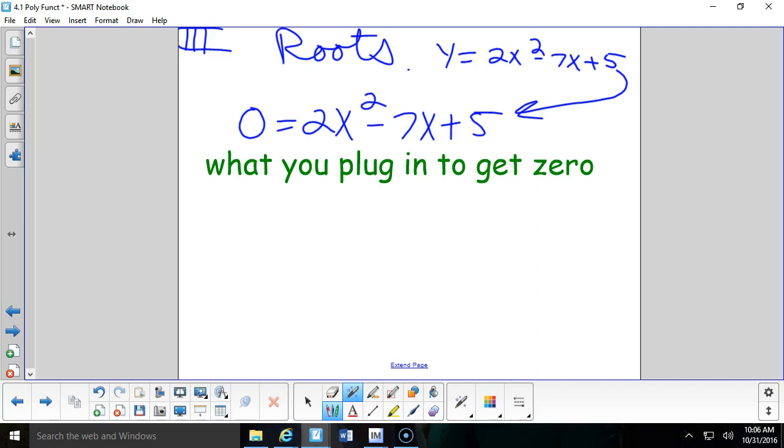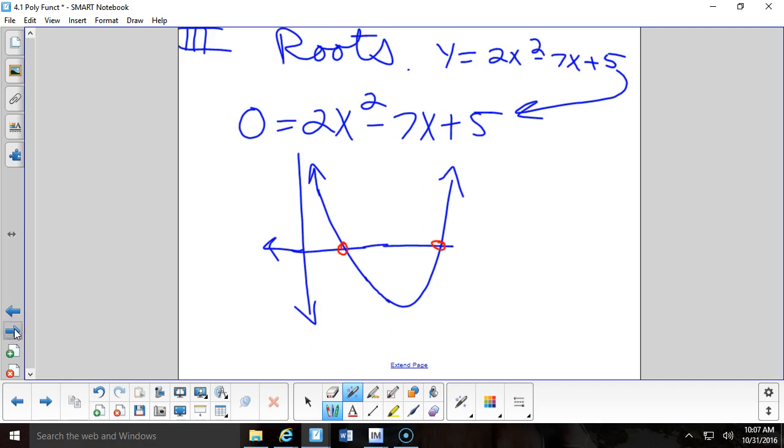What are you finding when you plug 0 into a polynomial? Yes, the y-intercept. You plug 0 for x in, you get the y-intercept. When I set this thing equal to 0, what am I finding? The x-intercepts. That's what the roots of a polynomial are, the x-intercepts. Graphically, that's what you're looking for. Where does this thing cross the x-axis? The roots of the polynomial are the x-intercepts.